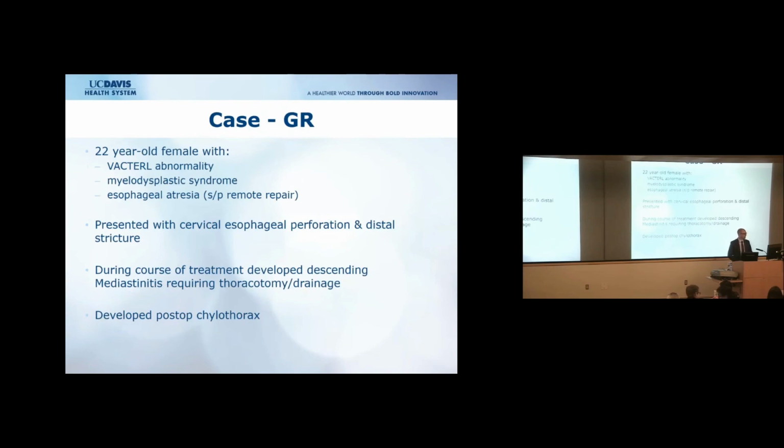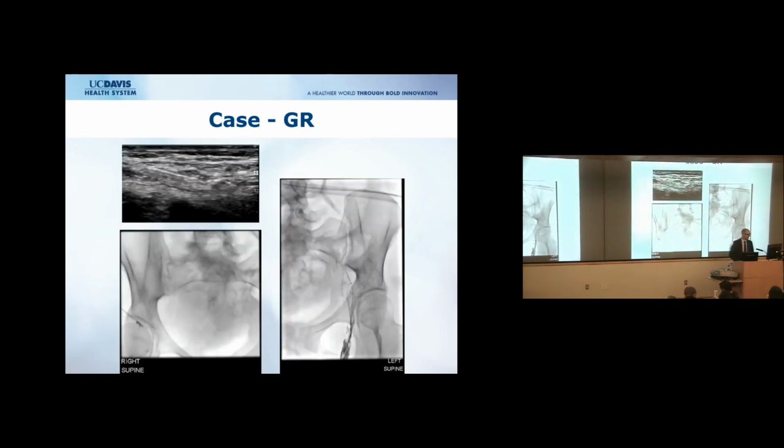This first one was a 22-year-old with a lot of medical problems, as you can see there, who presented with a cervical esophageal perforation and distal stricture. This had to be dilated and the cervical perforation managed locally. And then, unfortunately, during the course of her hospitalization, she developed a descending mediastinitis that required thoracotomy and drainage, and then developed a post-op chylothorax. So again, you can see the needle coming in.